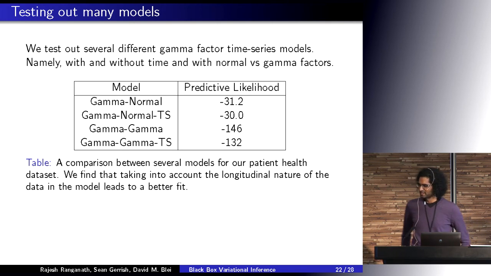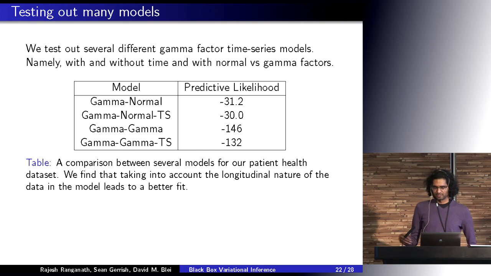We were also able to test out several different models. So our framework just requires the log joint. So we tried out different models, breaking the time series. So gamma normal TS is what we just saw, where we have positive factors, we have a real valued weight matrix, and we have a time series. And the ones without TS don't have time, and the gamma-gamma models are models where the weight matrix is positive.